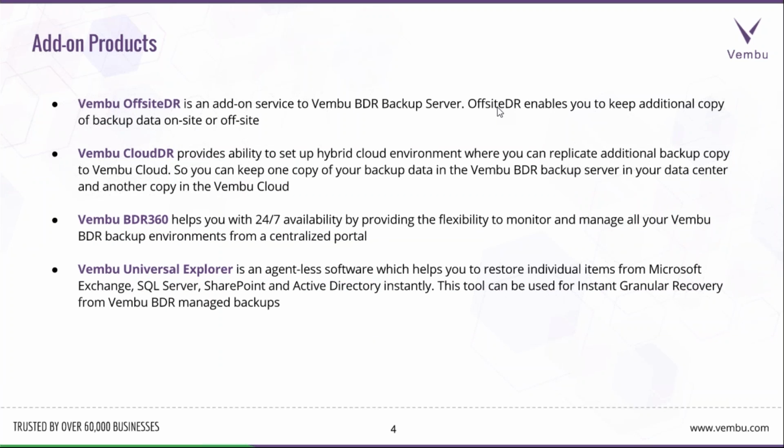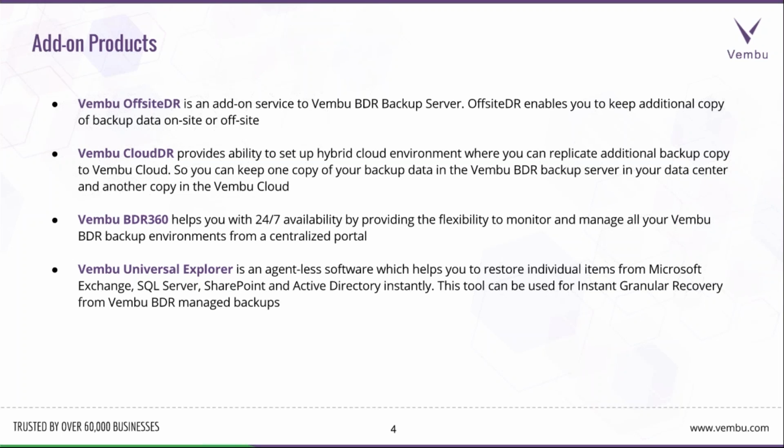Adding to that, we do have some add-on products. They are Vembu Offsite DR, which helps you to have an offsite copy where you can replicate the data from your Vembu BDR backup server to an offsite data center or an offsite SAN or NAS, so that you can do a disaster recovery, or you can even rebuild the server from the offsite data copy. And Vembu Cloud DR helps you to set up a hybrid cloud environment where you can replicate an additional copy of the data to our cloud.